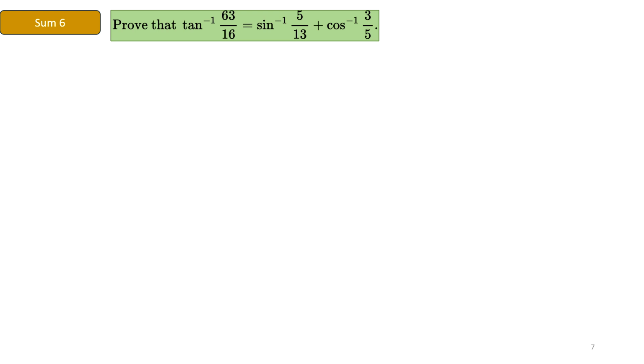Prove that tan inverse of 63 by 16 is equal to sine inverse of 5 by 13 plus cos inverse of 3 by 5. Step 1. Let's take sine inverse of 5 by 13 as alpha. Then sine alpha is 5 by 13 and tan alpha is 5 by 12.